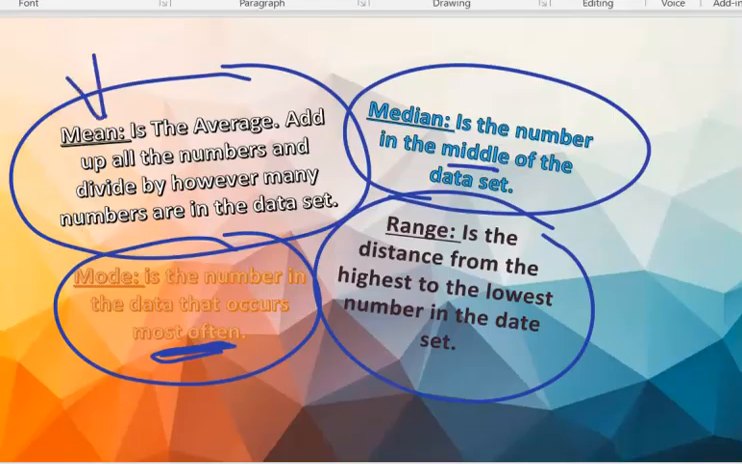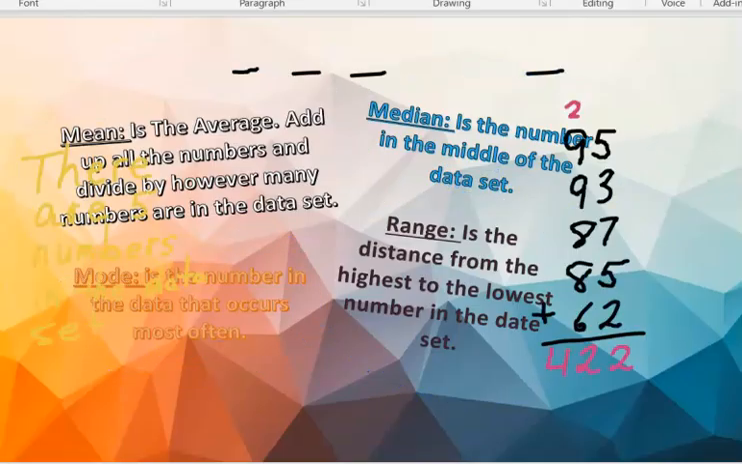So we're going to find the mean for these numbers in this problem. All right, so we're going to add up the numbers, and we did that. We did 5 plus 5 plus 3 plus 7 plus 5 plus 2. That's 22. We carried the 2. And then we added all of this up together and came up with 42. So the total is 422.